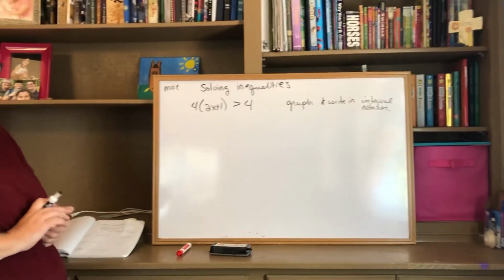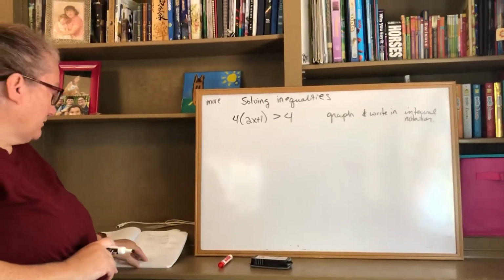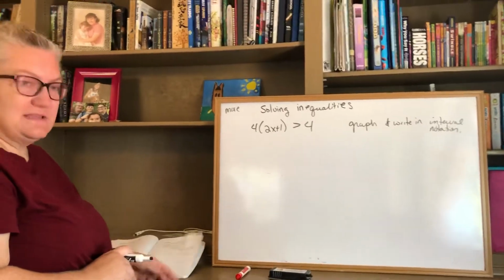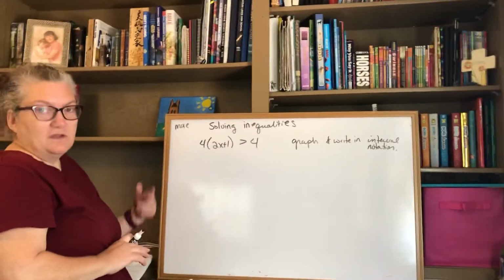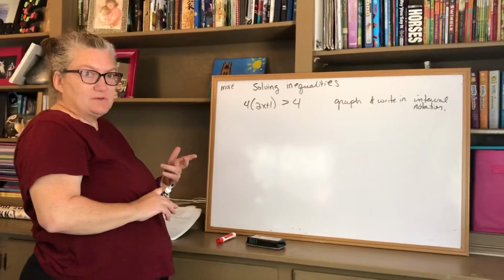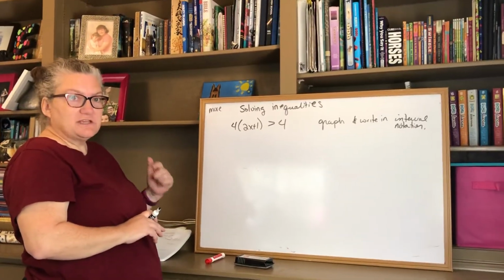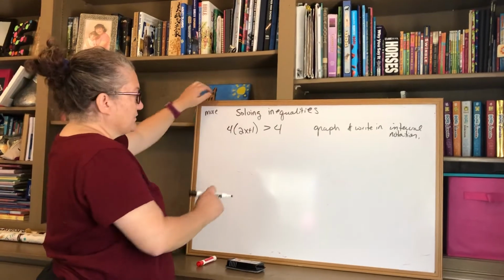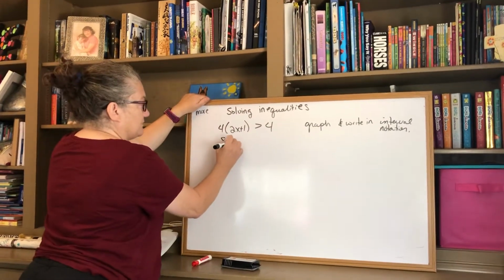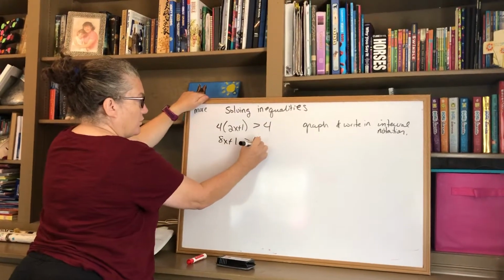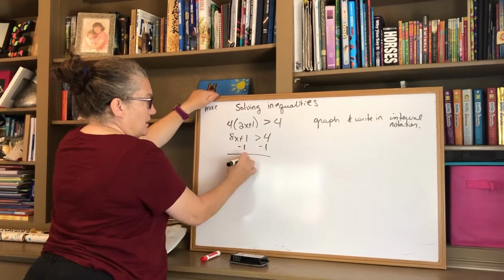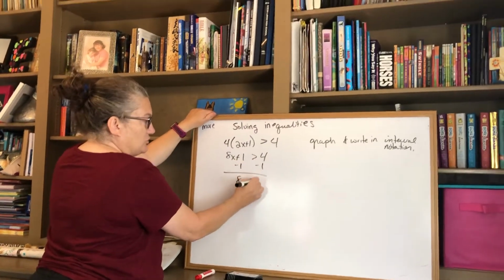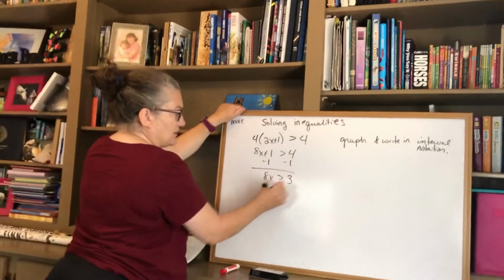Okay, we're solving some more inequalities with some different parentheses and fractions. The first thing we do with all inequalities and equations is simplify both sides by clearing fractions, decimals, and parentheses. This one has parentheses, so it'll be 8x plus 4 is greater than 4. We want to get x by itself. We subtract this 1. When we add or subtract, we do not change the direction of the inequality sign.